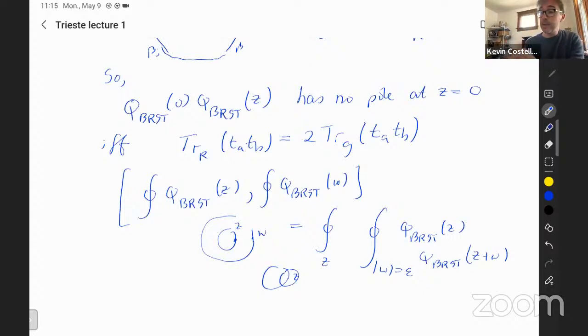And if we look on the right-hand side of this expression, a first-order pole in the OPE of the BRST operator with itself will contribute a term in the square of the BRST charge. So this is not equal to 0 unless the trace identity holds.